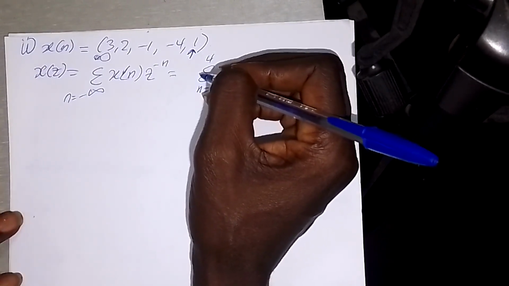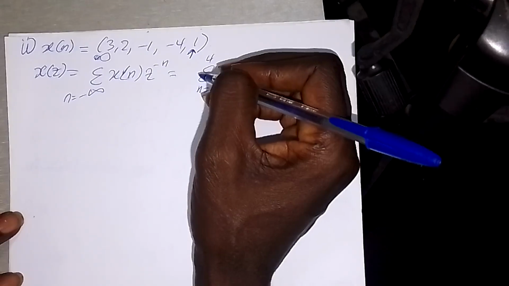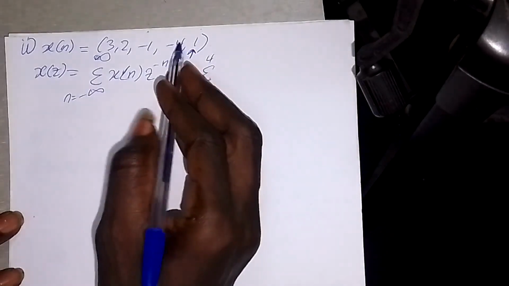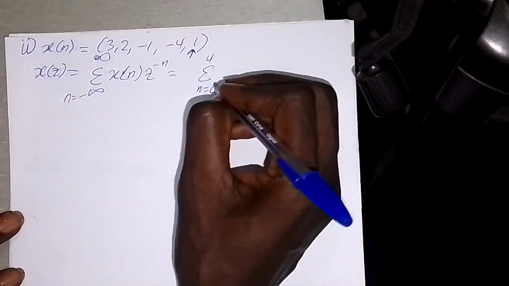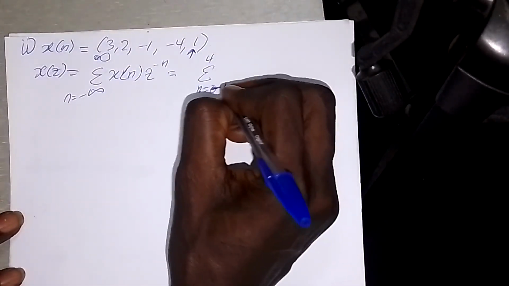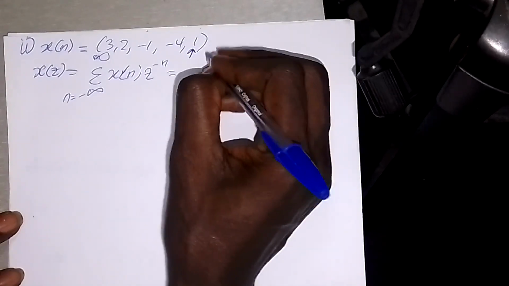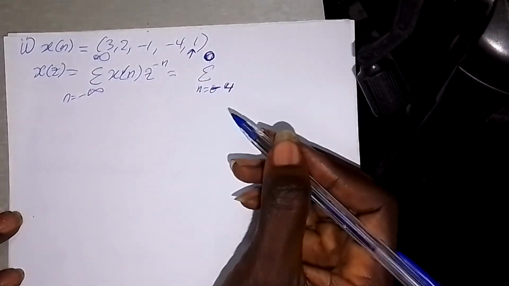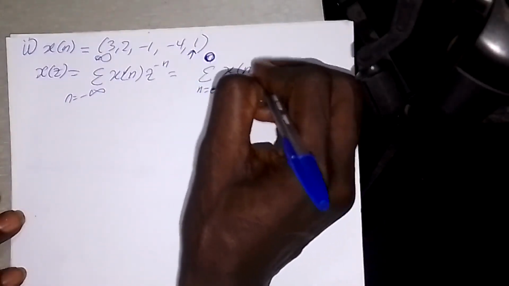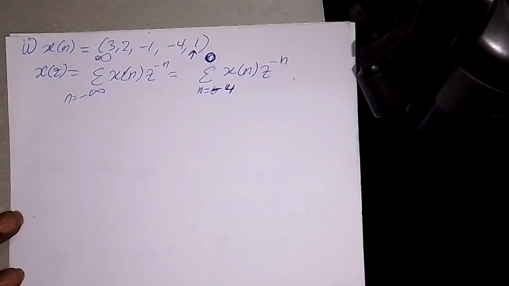Sorry, I have to write it again. Because basically, this is minus 1, this is 0, minus 1, minus 2, minus 3, minus 4. Okay, so what I can say is that n goes from minus 4 to 0, because 0 is bigger than minus 4, into x of n into z to the minus n. So this becomes my formula to deal with this particular sequence.